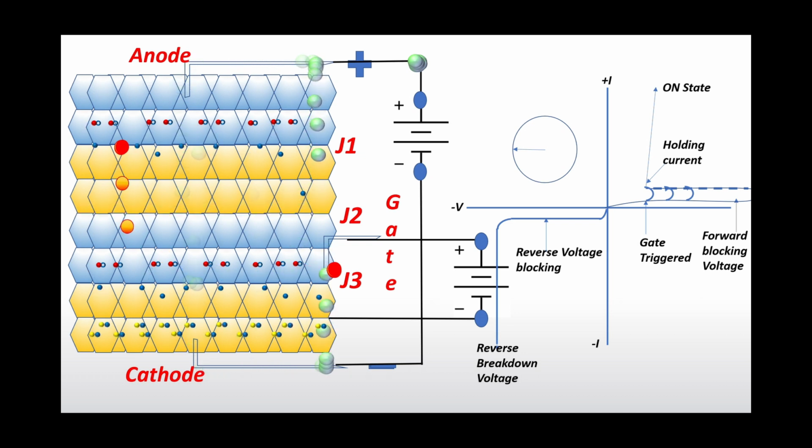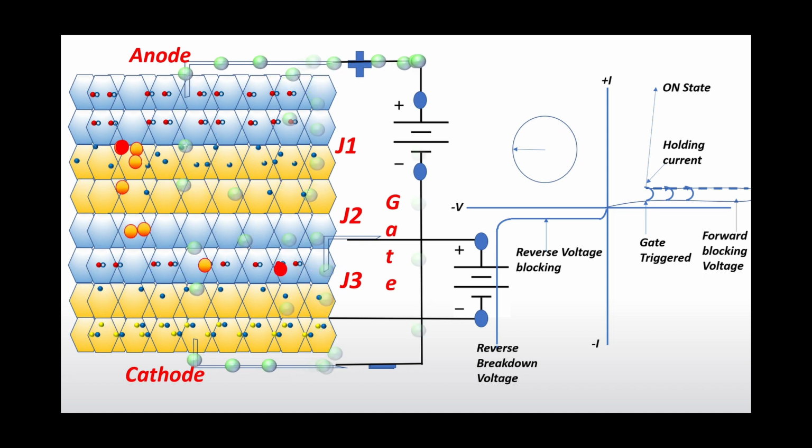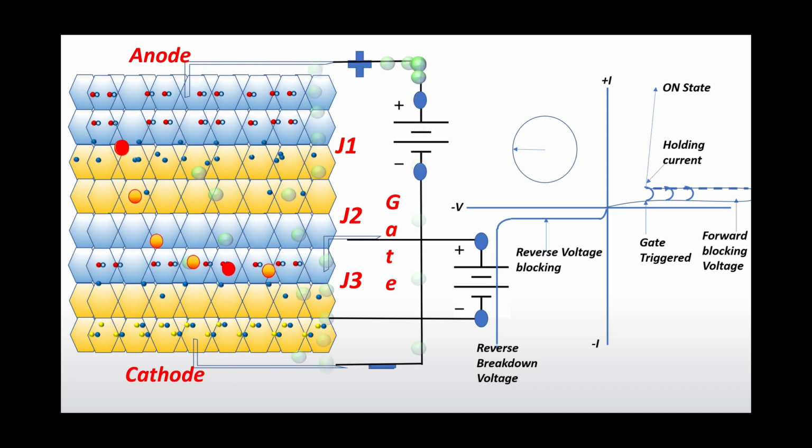Now J2 has disappeared, and we have much more current. You can see the current start flowing through the circuit. So now the thyristor is in the turned-on condition. If we now switch off the gate, applying 0 voltage or 0 current to the gate, there is no effect. The thyristor will keep conducting in the same fashion. This is the turn-on condition.